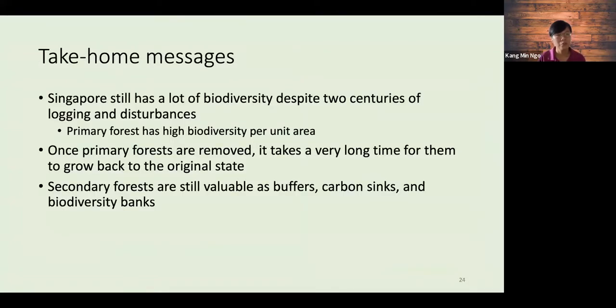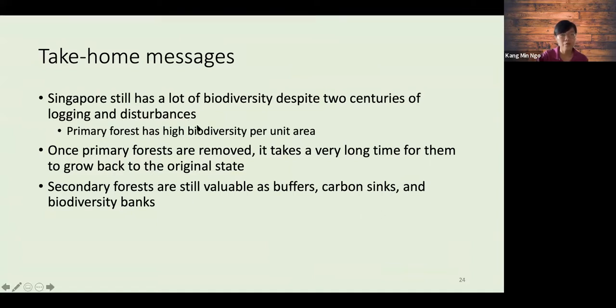So just to end off, Singapore still has a lot of diversity despite two centuries of logging and disturbances. When Singapore got opened up as a port, a lot of immigrants came and then they started to clear land. And so most of the forest loss in Singapore resulted during that period.